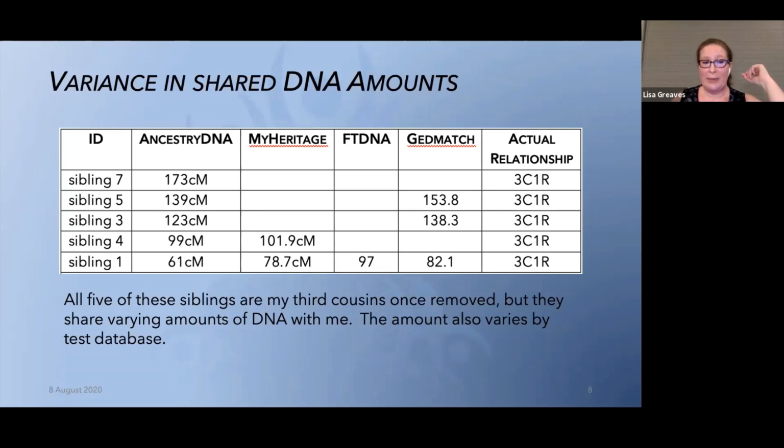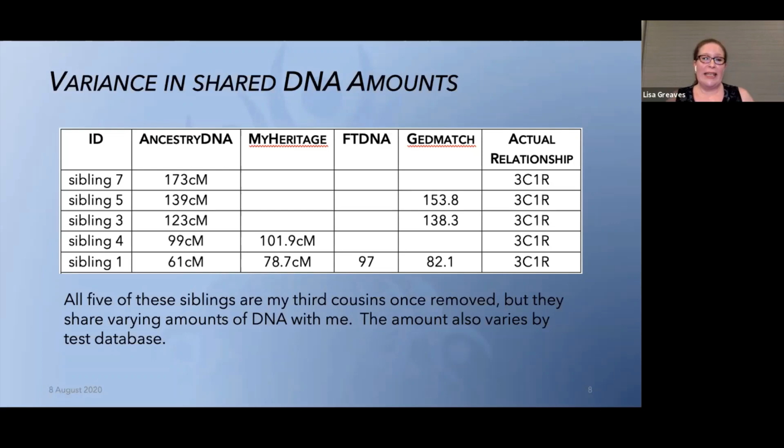But her sibling number 1 shares only about 1/3 of that. She only shares 61 centimorgans with me. The average amount of shared DNA for 3rd cousins once removed is 48 centimorgans. So they're all over the average, but siblings number 5 and 7 are way over.